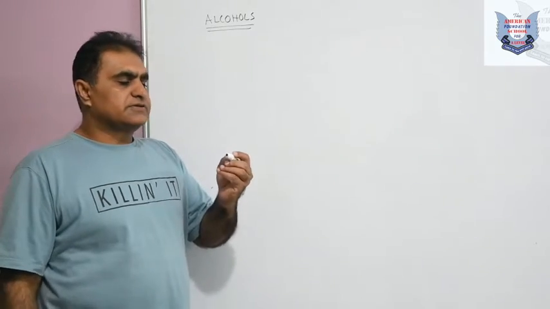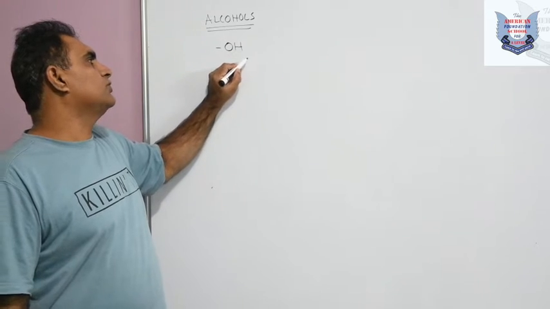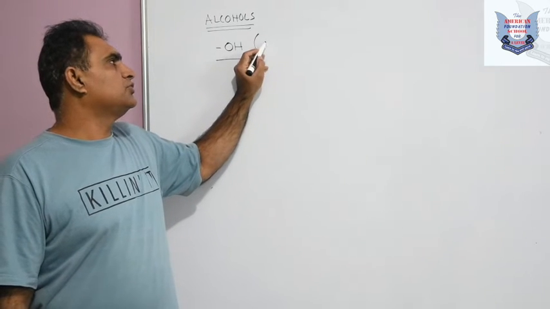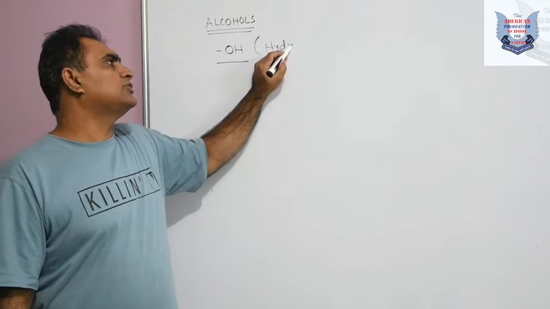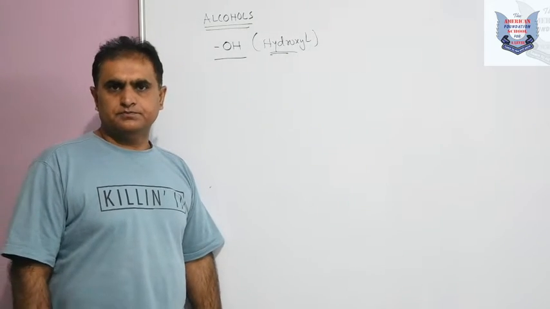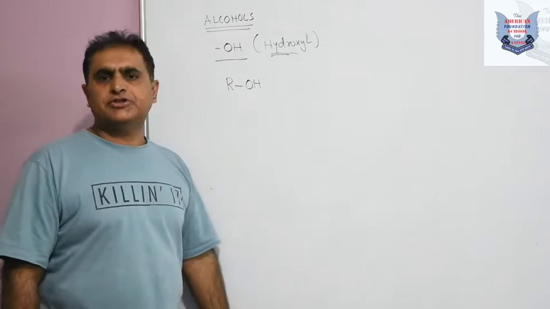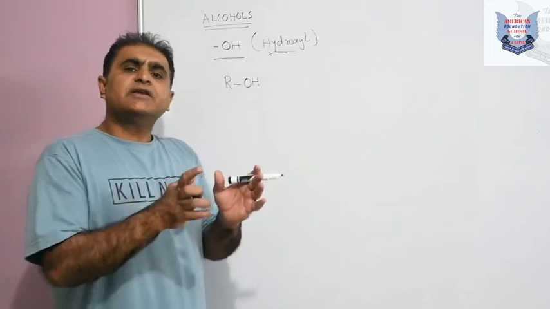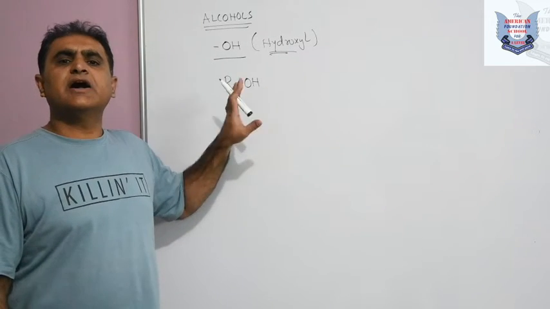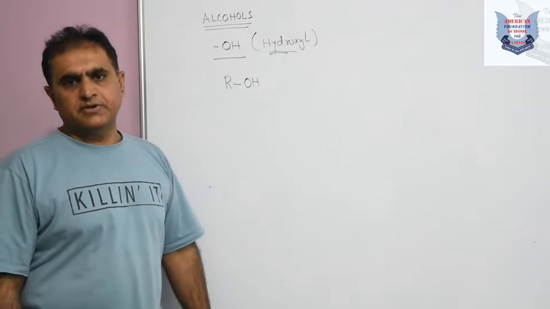Now, what are alcohols? Alcohols are those compounds which contain the OH group. Those organic compounds which contain the OH group are known to be alcohols, and OH group means hydroxyl. Generally, we represent alcohol in this form, that is ROH. When we write ROH, that means a carbon chain is connected to the OH group. So, whenever a carbon chain is connected to the OH group, that compound belongs to the alcohol family.